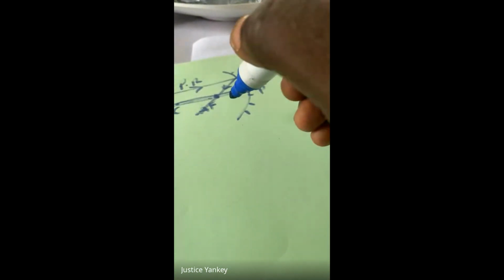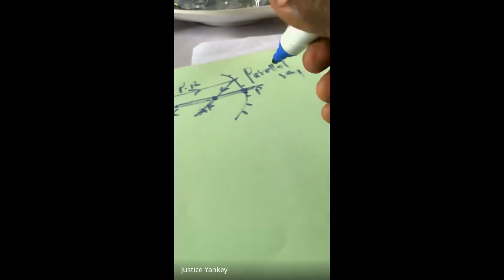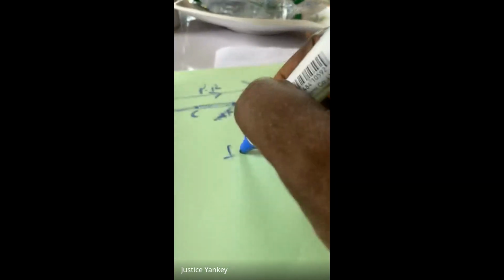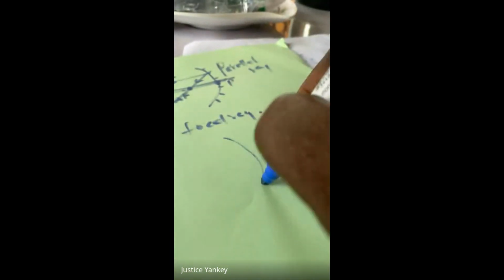The other ray is called the focal ray. Focal ray. And it is any ray that passes through the focus.